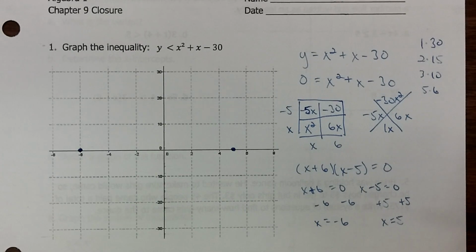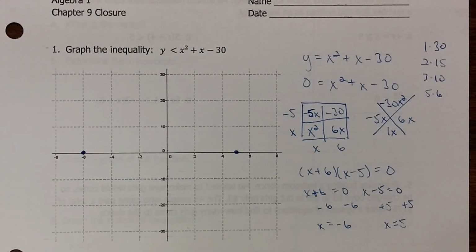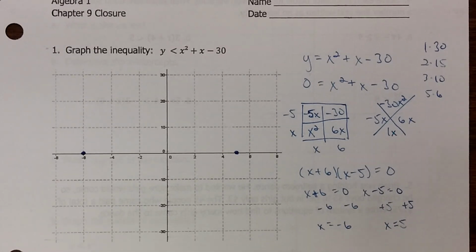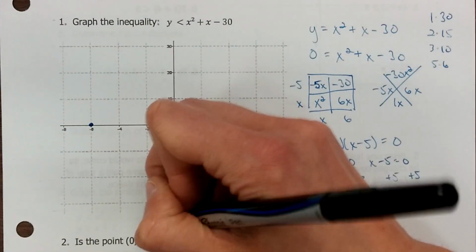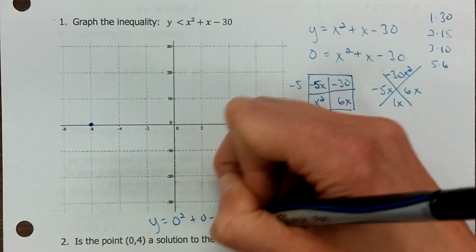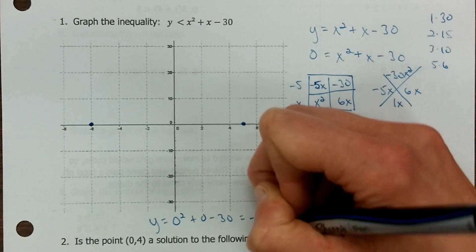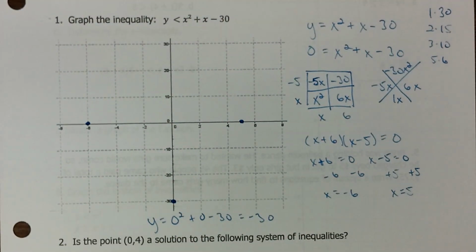A lot of times it's also helpful to use the y-intercept when we're graphing. So to get the y-intercept, we make x 0. So if I take this inequality and plug in 0 for both x's, I get negative 30. So that tells me where my y-intercept is. So it's going to be right here at negative 30.